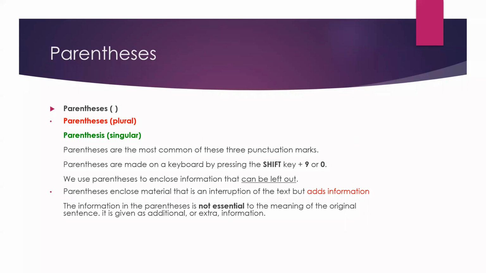Now you can find them and type them on your keyboard by pressing the Shift key and number 9 or 0, so to left and right. So I would like you now to try and type them in the chat just to see if you are able to find them, if you are familiar with the way to access this type of punctuation mark.